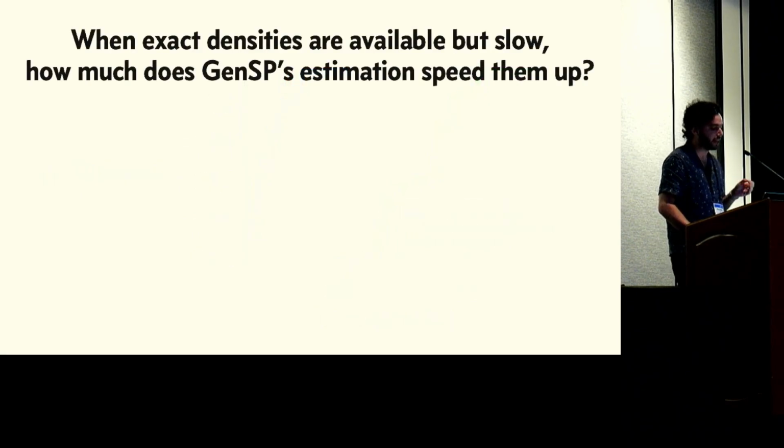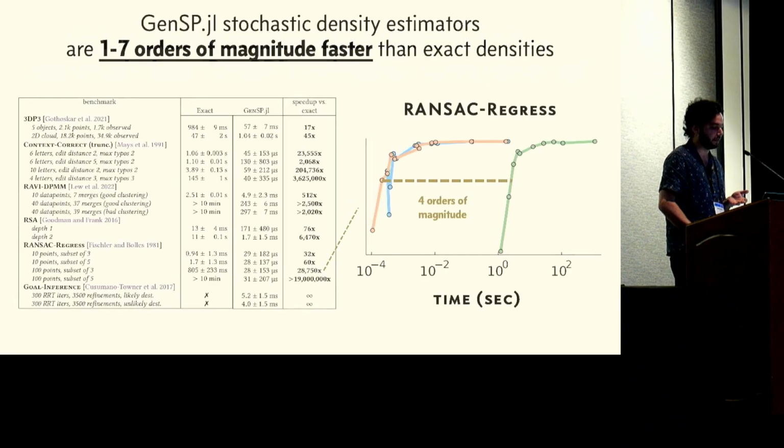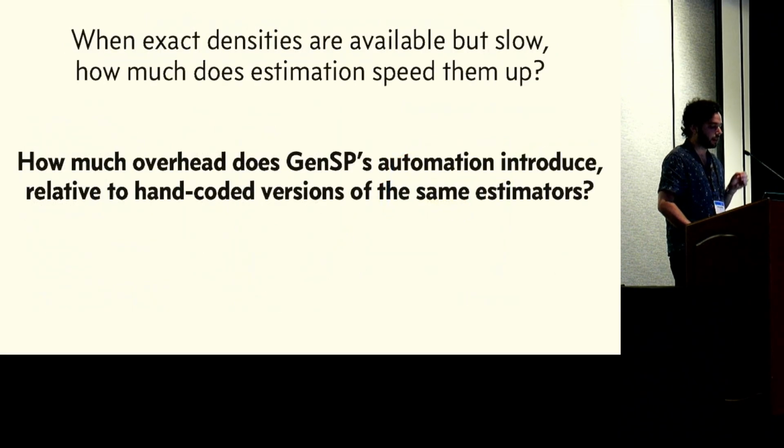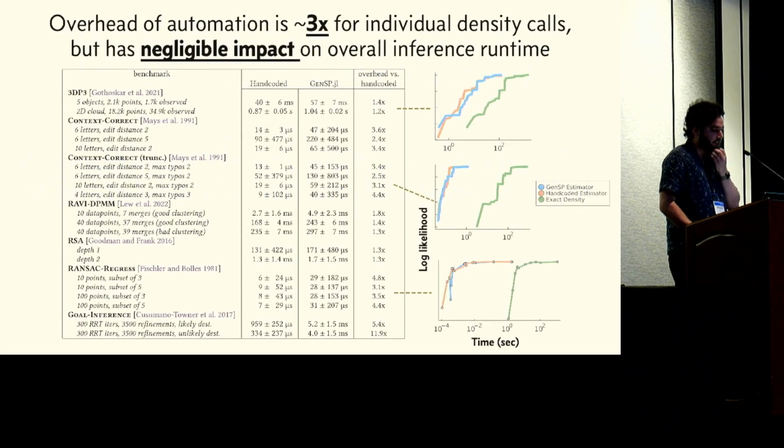First, when exact densities are available but slow, how much does GenSP's estimation speed them up? And we found that GenSP's automated estimators were 1 to 7 orders of magnitude faster than slow exact density implementations that we wrote by hand. Second, how much overhead does GenSP's automation introduce compared to hand-coded versions of the same density estimation-based algorithms? So on micro benchmarks, GenSP introduces about 3x constant factor overhead, but that overhead disappears when we look at integrated benchmarks that measure accuracy versus time over the course of a longer running algorithm.